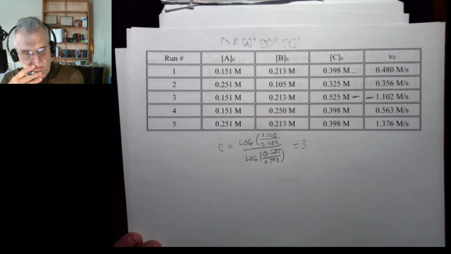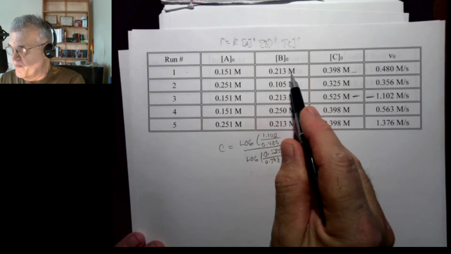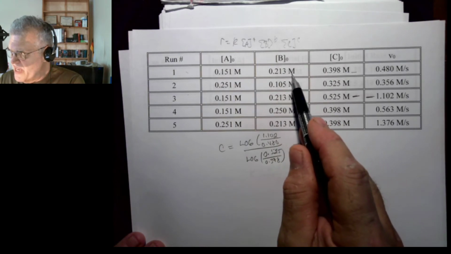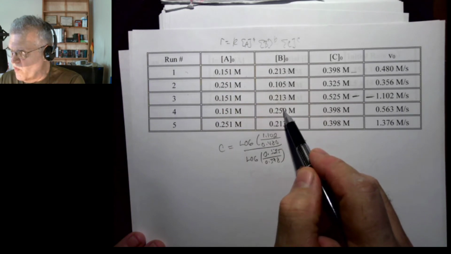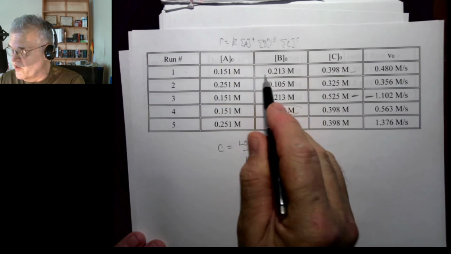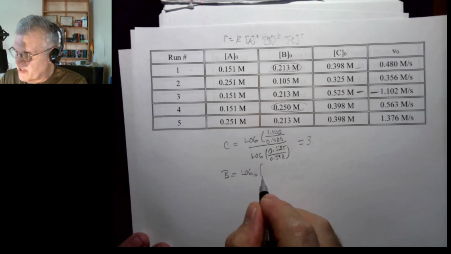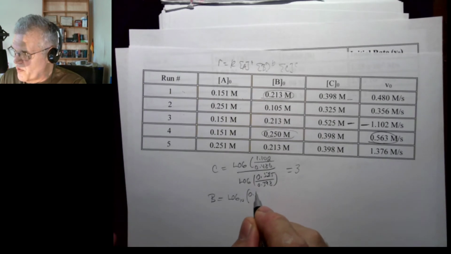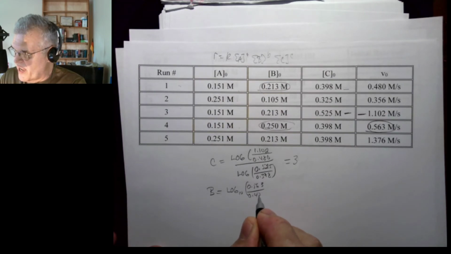Well, let's see. We can do B. So if we look at B, we want to find one where the concentration of B changes, but A and C do not. So B changes between 1 and 2, but so does A, so that's no good. B changes between 1 and 4. A stays the same. C stays the same, so that's what we're going to use, 1 and 4. So b is going to be equal to log, I'll use base 10 here, fast over slow. The fastest is this one, 0.563 over top of the slow one, which is 0.480.